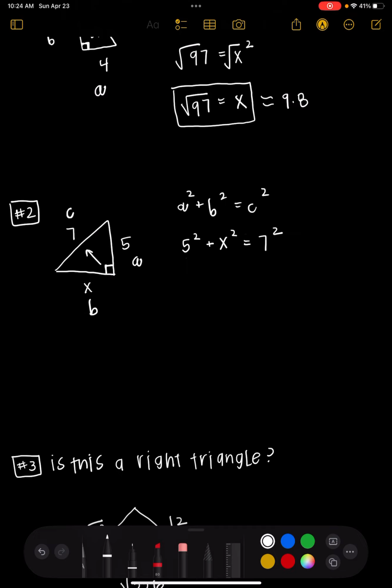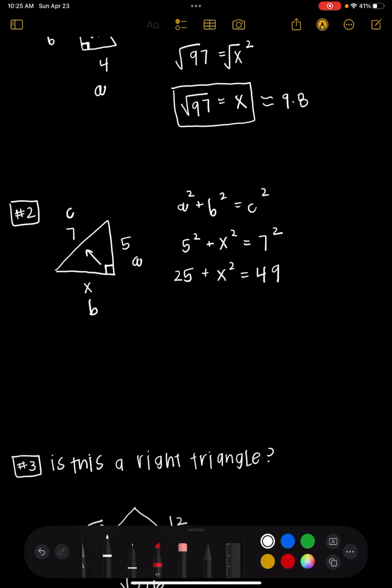Okay, so now it becomes an algebra problem where we want to solve for x. We're going to start by simplifying the squared. So 5 squared is 25, x squared stays x squared, and then 7 squared is 49. All right, and we still want to solve for x squared. So to solve for x squared, we want to solve for x.